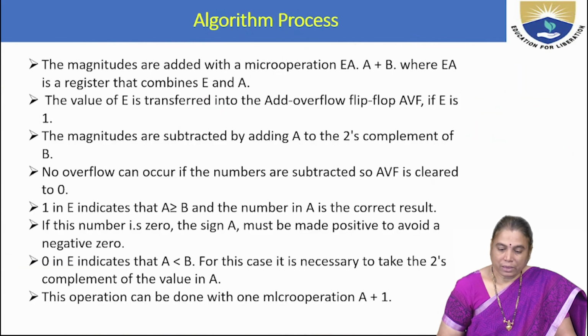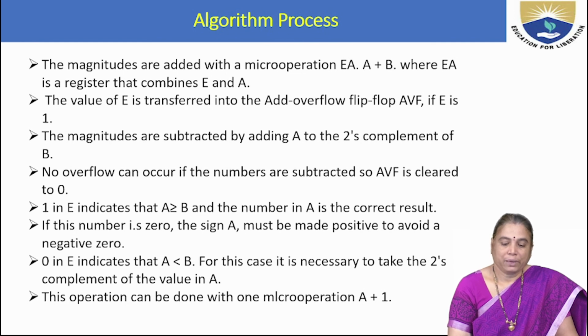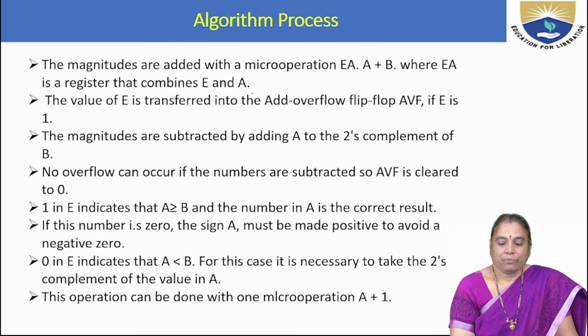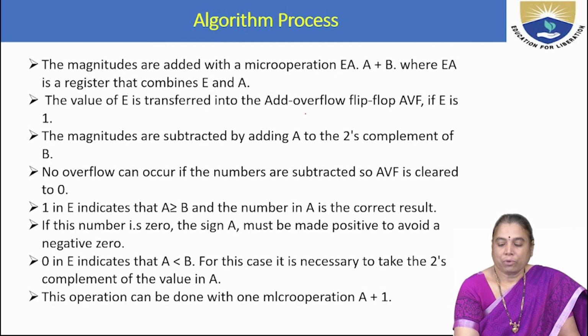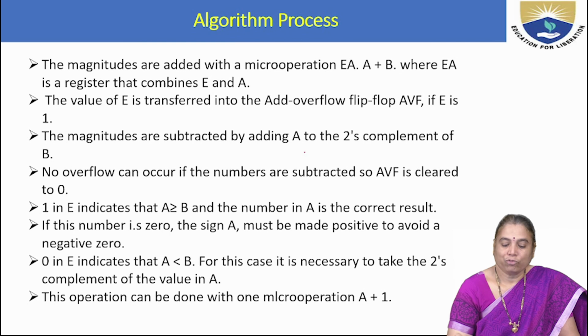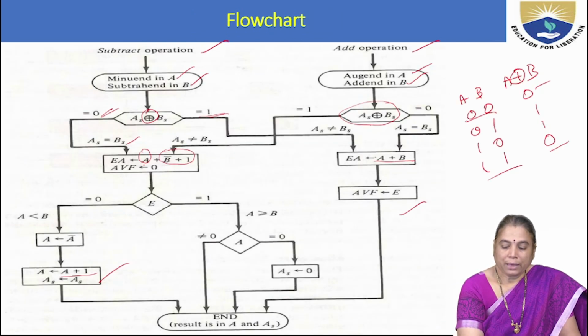So the process is, the magnitudes are added with a micro operation A plus B, where EA is a register that contains E and A. E is transferred into the add overflow flip-flop AVF, if E is 1. So the magnitudes are subtracted by adding the 2's complement of B. So here A plus B's complement plus 1 can be added.